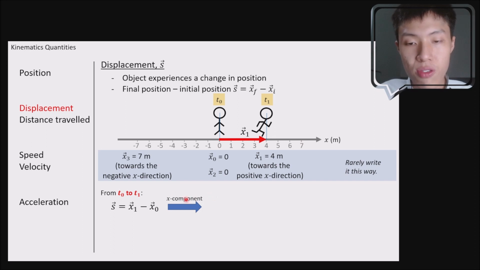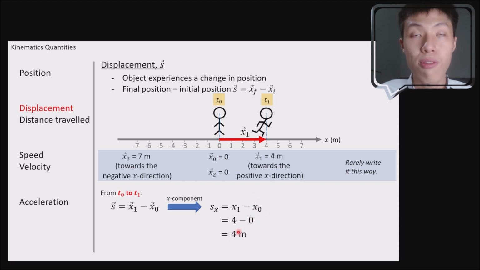So once you resolve the x component, you have Sx, and it will be equal to x1 minus x0. So this one is the x component of the position. This one is the x component of displacement. So Sx, S subscript x. Now, as a matter of substitution, x1 we know is positive 4, then minus x0 is 0. So you get the answer to be 4 meters.